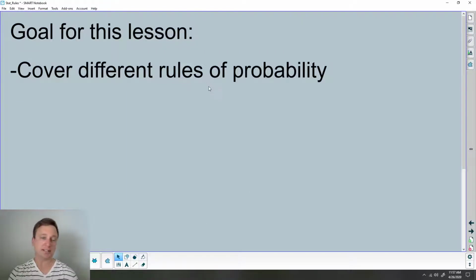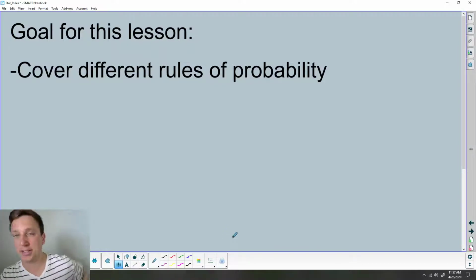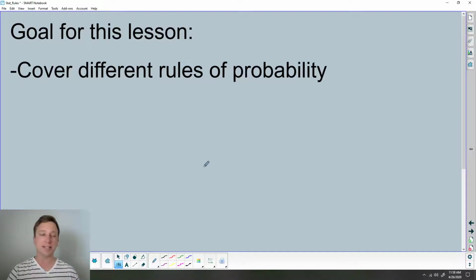So our plan for this is to just cover different rules of probability, and we'll start to connect these in the coming weeks. They all overlap ultimately, but there's a few more visual ways of displaying and ways of finding values before we really get into combining all of these together.